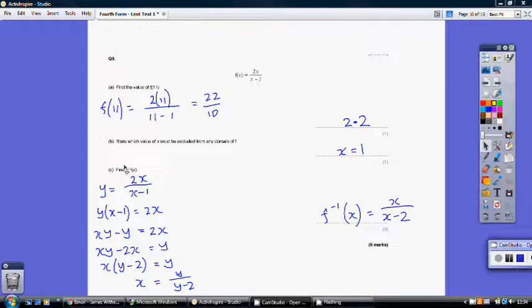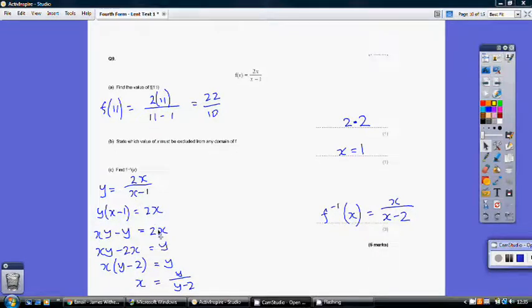Now, part C, to find the inverse function, we need to change the subject. So you start off by choosing to let y equal the function, and then you're going to go through the algebraic process to make x the subject. So let's get it onto one level. Let's kick off by multiplying both sides by x minus 1. And then I've multiplied out that bracket, giving me this line here.